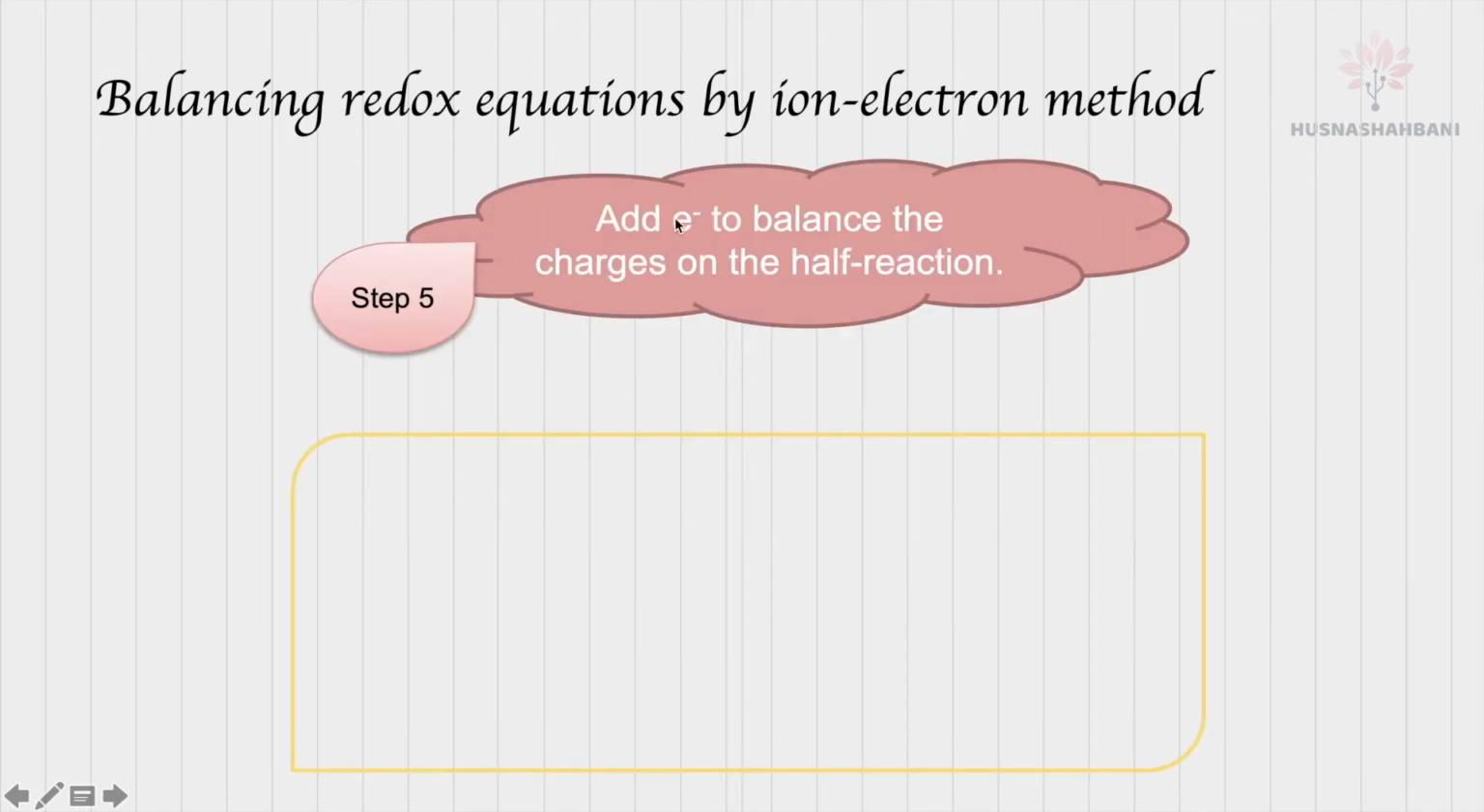Add electrons to balance the charges on the half reaction. So for Fe, 2 plus on the left, 3 plus on the right. So on the left the overall charge is positive 2, on the right positive 3. So you have to balance, make it positive 2 like on the left side, you must add 1 electron here. So positive 3, negative 1 becomes positive 2.